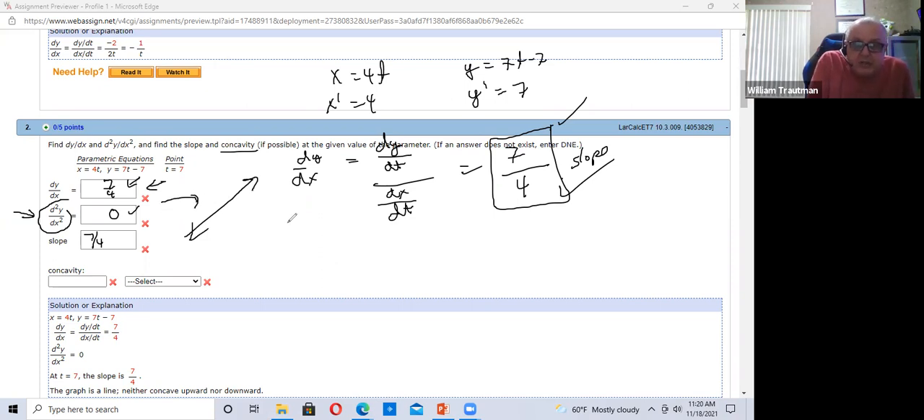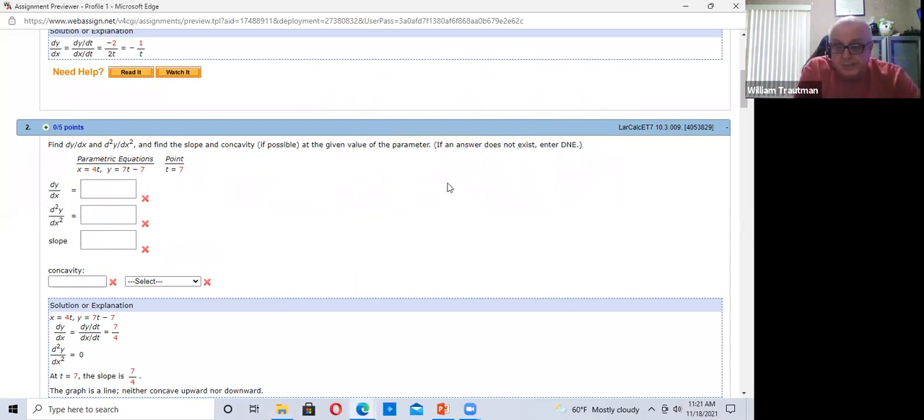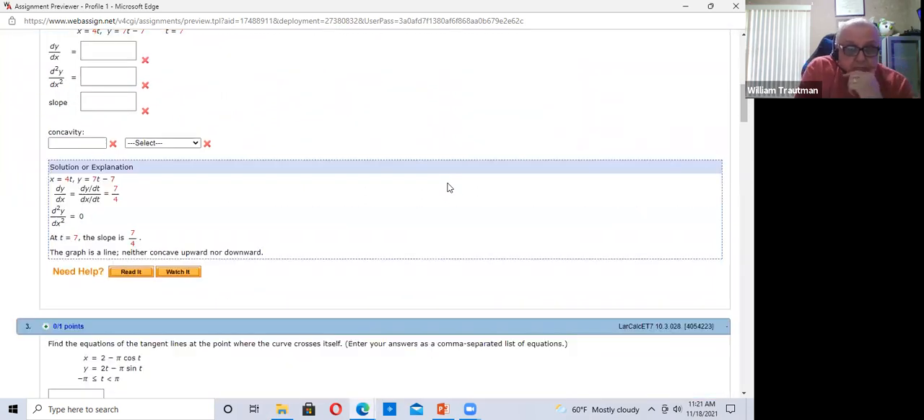If there was a T in it, then you might have concavity depending on the power, or what the concavity is at any given time. This is concave up, this is concave down, depending on if the second derivative is positive or negative. So there is no concavity for this problem. It's not concave up or down because this is a straight line. The slope is constant, so you don't have any concavity.